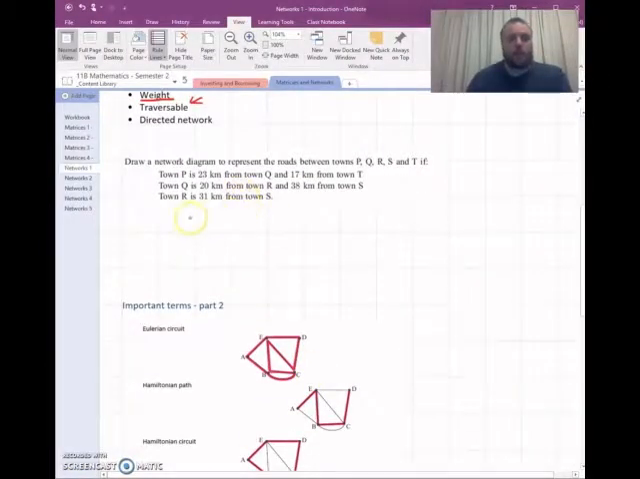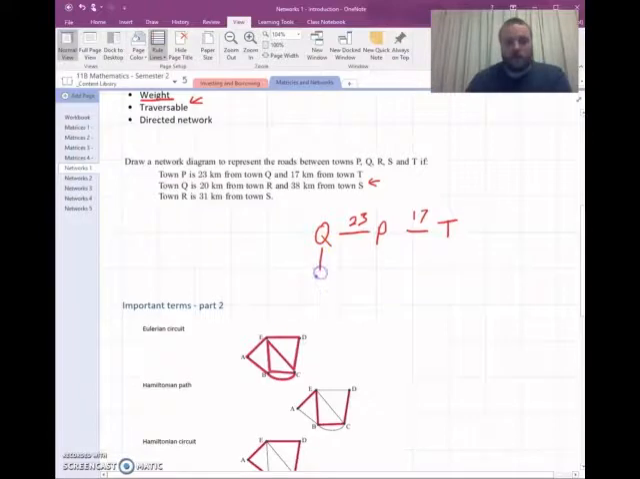All right, quick example. Draw a network diagram to represent the roads between towns P, Q, R, S, and T. And then there's some distances between them. So we'll just start with, town P is 23 kilometers from Q and 17 from T. So P connects to Q, connects to town T. Town P is 23 from Q, so the weight of that edge is 23, and the weight of this edge is 17. Town Q is 20 kilometers from town R.